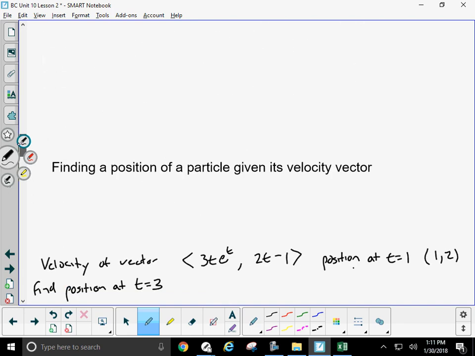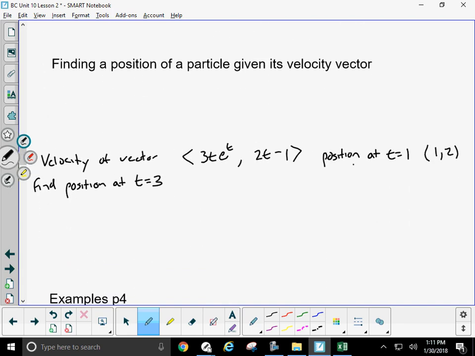Now, we may go backwards sometimes. We've been starting with position the entire time, and then asked to find velocity, asked to find acceleration. Sometimes we will just be given a velocity vector or acceleration vector, and we might be asked for a specific velocity or asked for a specific position.